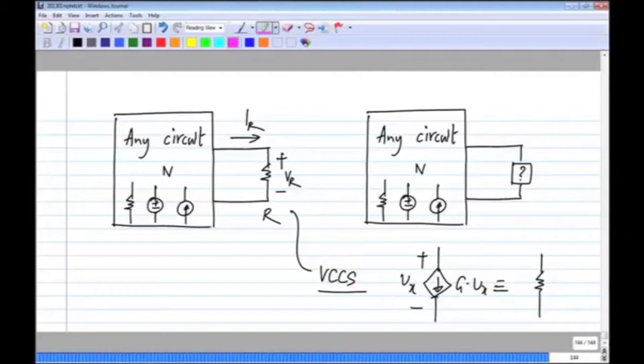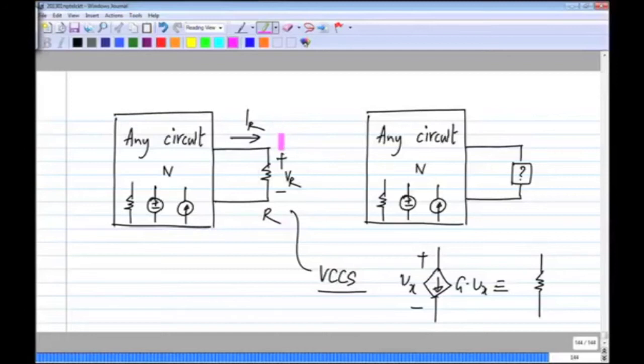So my question was, can we replace it by any other element? And somebody said a voltage source. Okay, now that is possible. We'll see how. Now it turns out that a resistor can be replaced with either a voltage source or a current source of specific value.